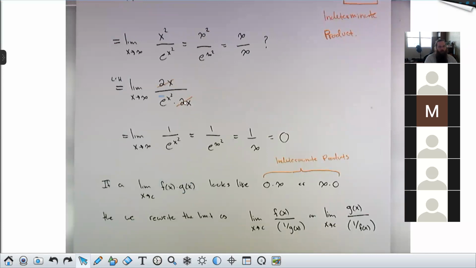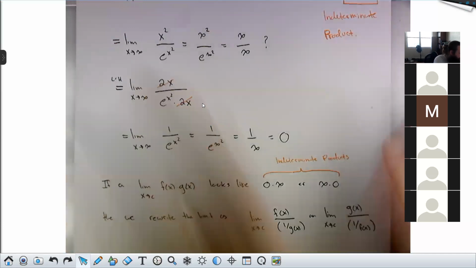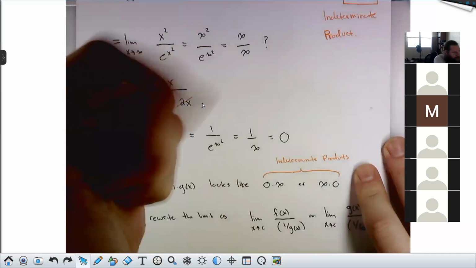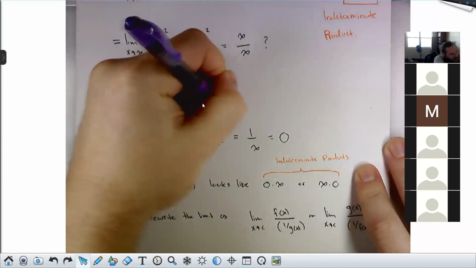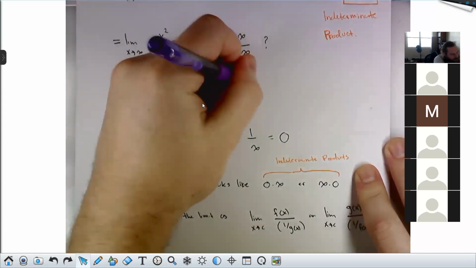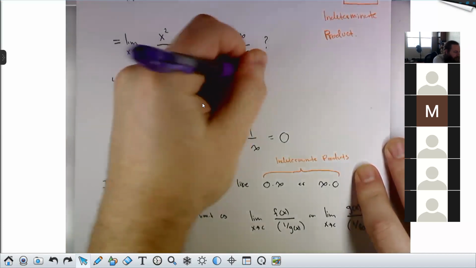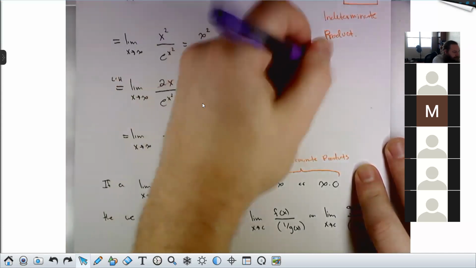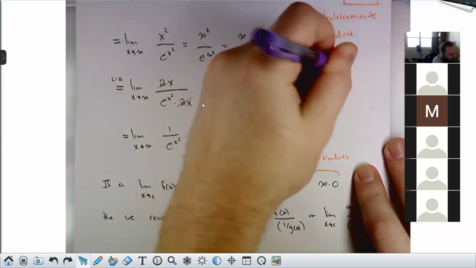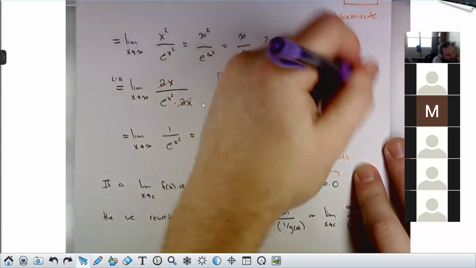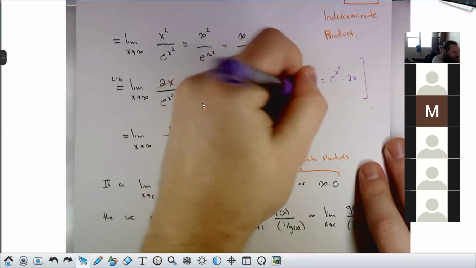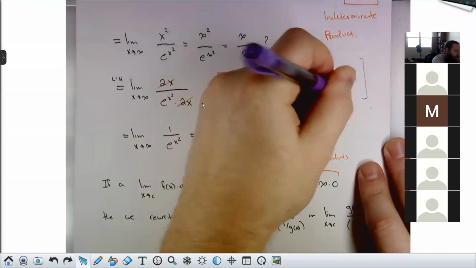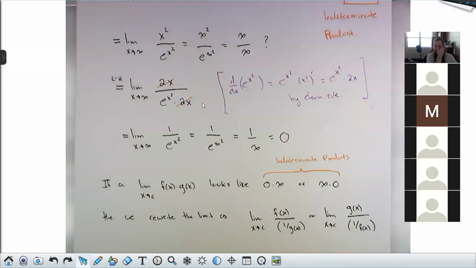Chain rule. So the 2x down here is coming from the chain rule. The derivative of e to the x squared is e to the x squared times the derivative of x squared, which is e to the x squared times 2x by the chain rule. All right.